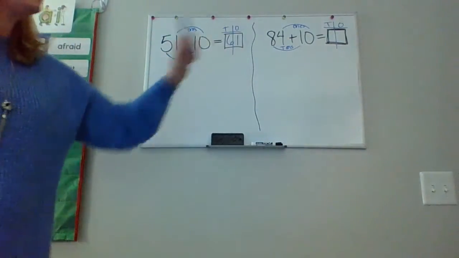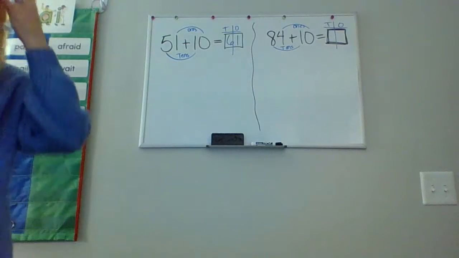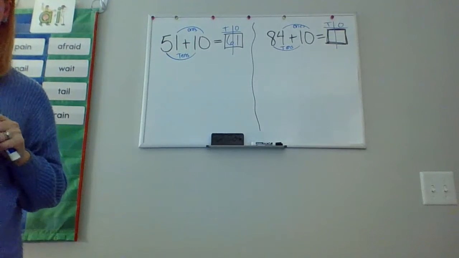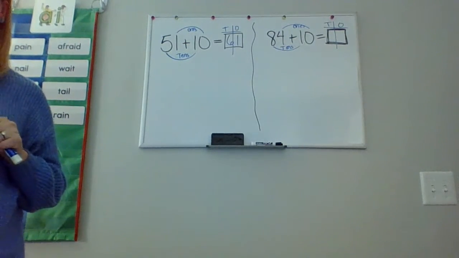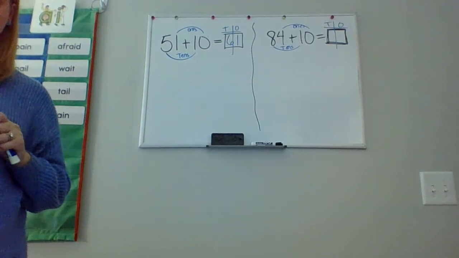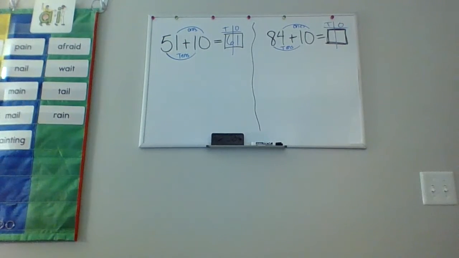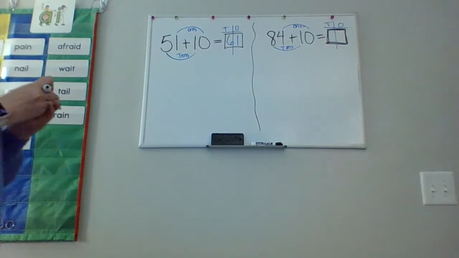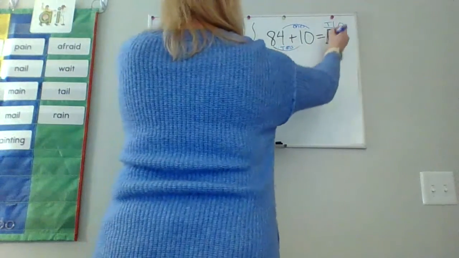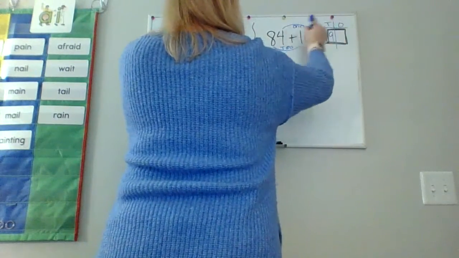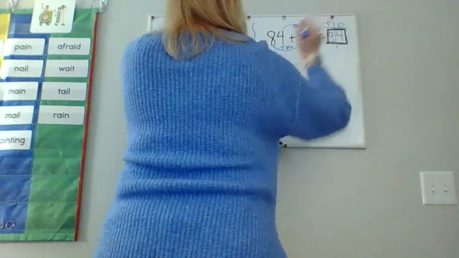Awesome. Who could tell me what is 84 plus 10? What is 84 plus 10? Easy. It equals 94. 94, right. 8 plus 1 is 9. 4 plus 0 is 4.